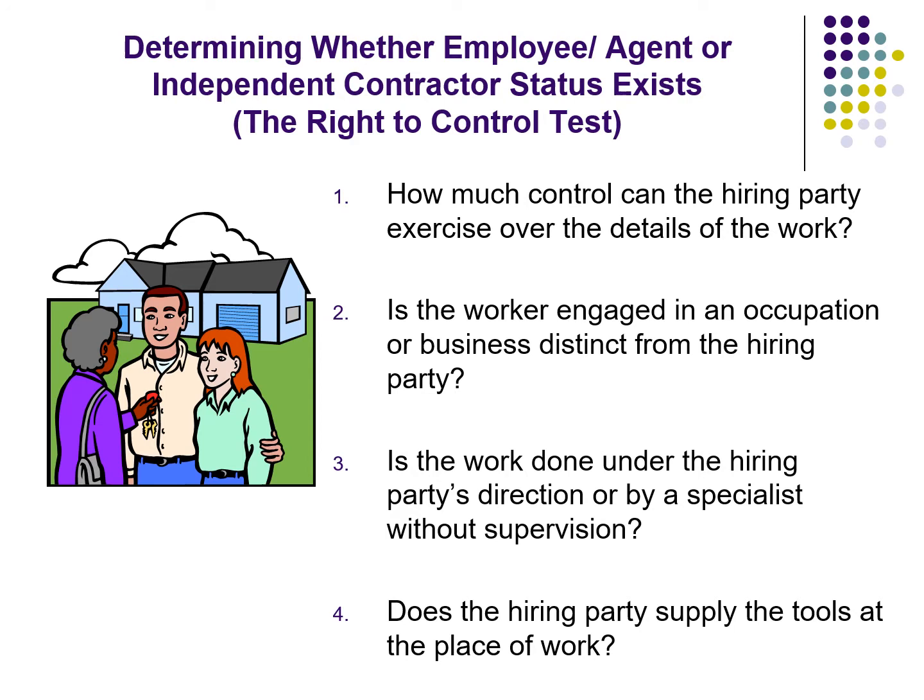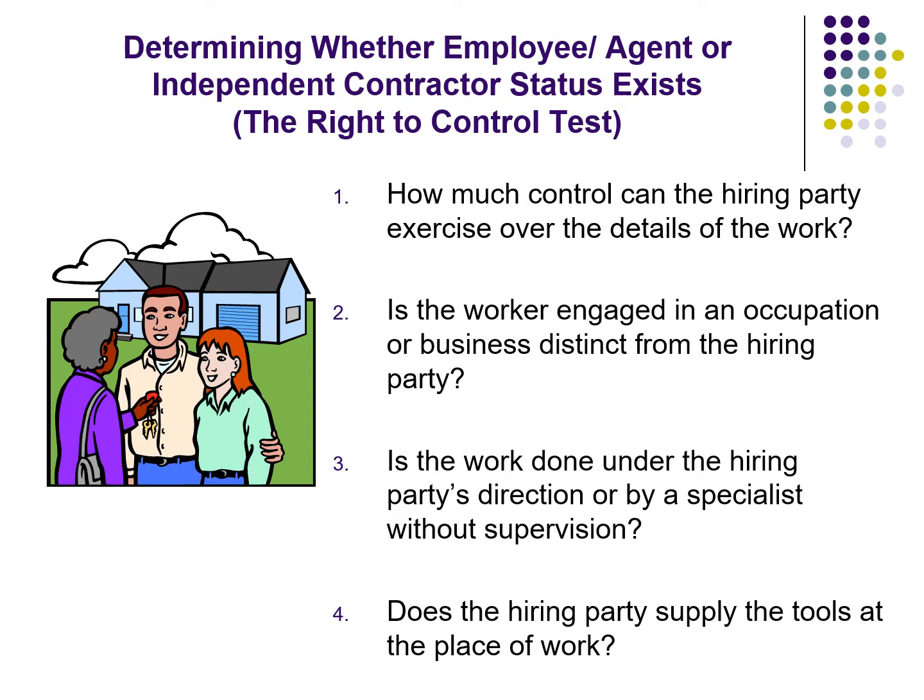In that situation, as an attorney, you would have a separate occupation or separate business distinct from the principal that you are representing when you help them negotiate a contract. So you're not going to be considered, looking at this right to control test, as an attorney, as an employee of your principal, at least not based upon these two factors. Number 3, is the work done under the hiring party's direction or by a specialist without supervision?